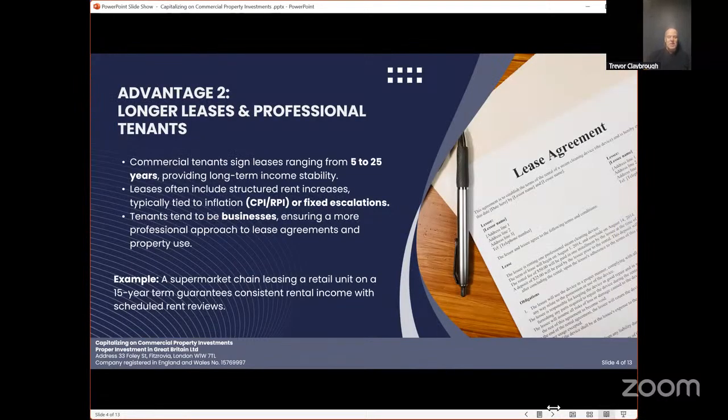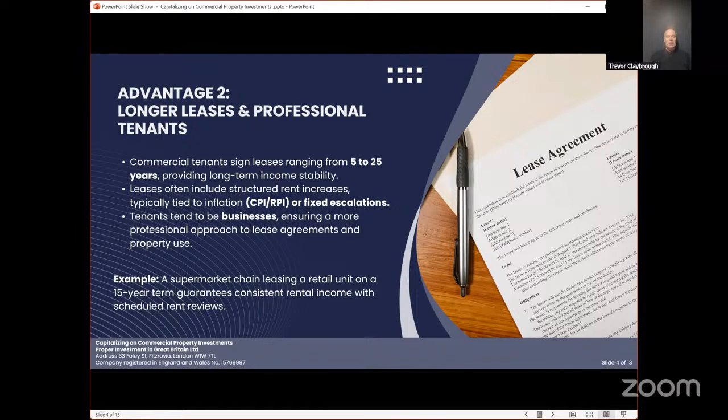Advantage number two, longer leases and professional tenants. Typically, commercial leases start from 5 years, and they can go, 25 years is probably quite long, but it's not unseen. Can go from 5 years, 10 years, 15 years. So that's giving long-term income stability, especially if it's a good, reliable tenant that's got a good balance sheet in their company and a good business model.